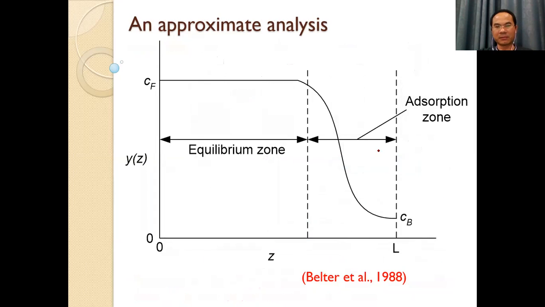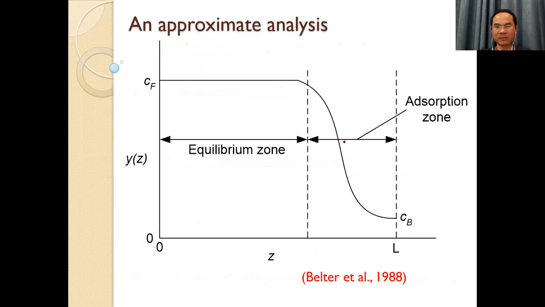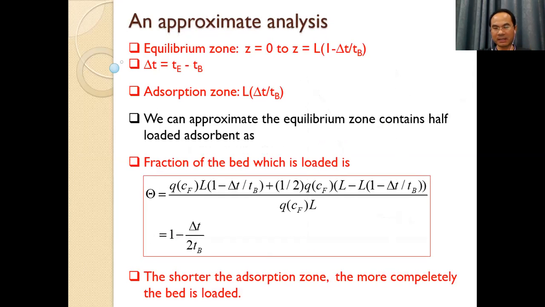In this case, we go back to the diagram. So we have the adsorption zone and the equilibrium zone. For the equilibrium zone, the length is from Z equal 0 until Z equal L multiplied by 1 minus delta T divided by TB. Delta T is TE minus TB. And the length of the adsorption zone is delta T divided by TB.